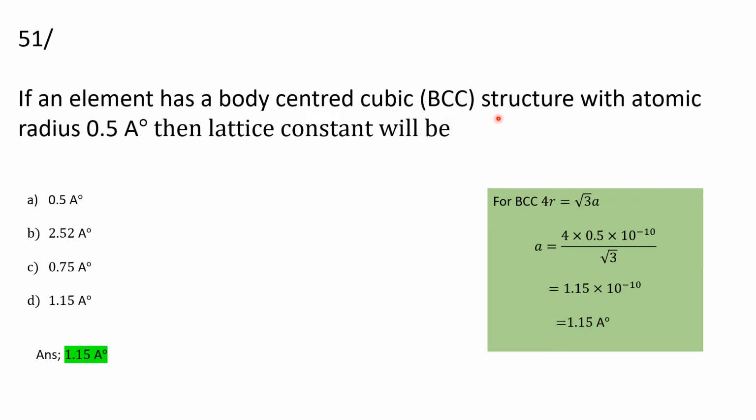cubic, that is BCC structure, with atomic radius 0.5 Angstrom, then the lattice constant will be. And the options are 0.5 Angstrom, 2.52 Angstrom, 0.75 Angstrom and 1.15 Angstrom. And we know that for BCC structure 4R is equal to root 3 a, and the value of R is given in the question. So by putting this value we can find that the lattice constant will be 1.15 Angstrom. So the answer is 1.15 Angstrom.